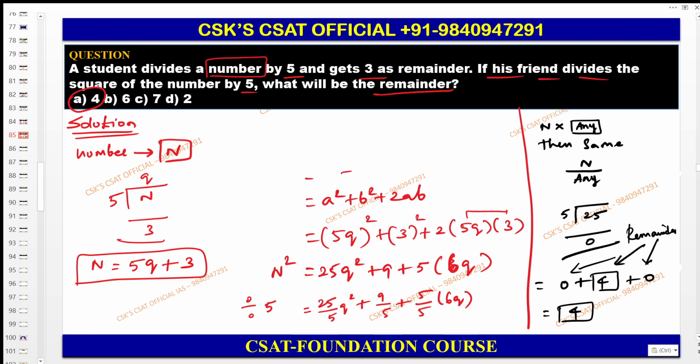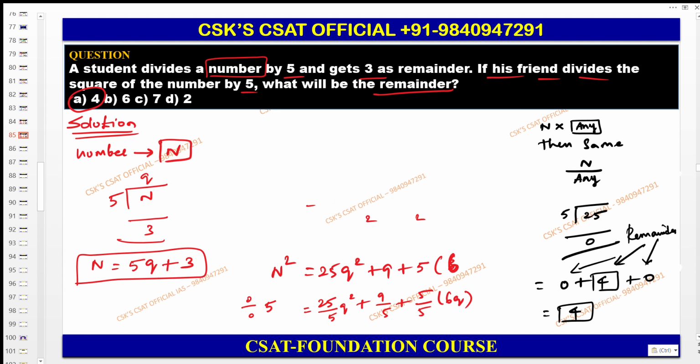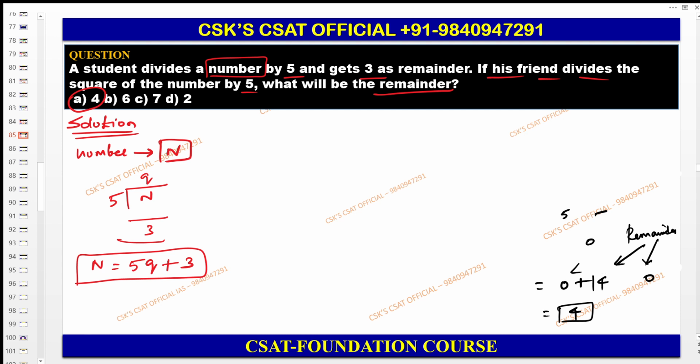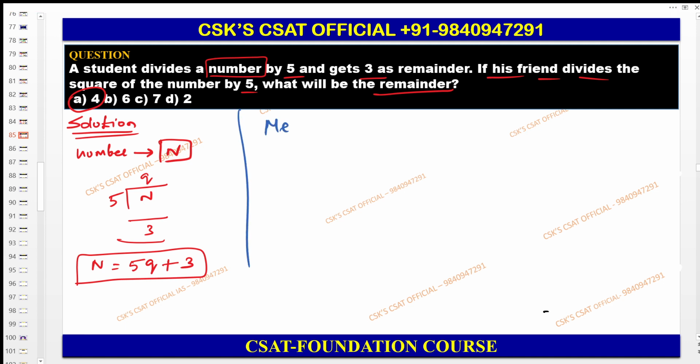I am providing you method 2 also. Method 1 is already there in your PDF, don't worry, I will give you that PDF. Method 2 I am doing for those who are not able to remember the formulas. So this is method 2, simple: the trial and error method.